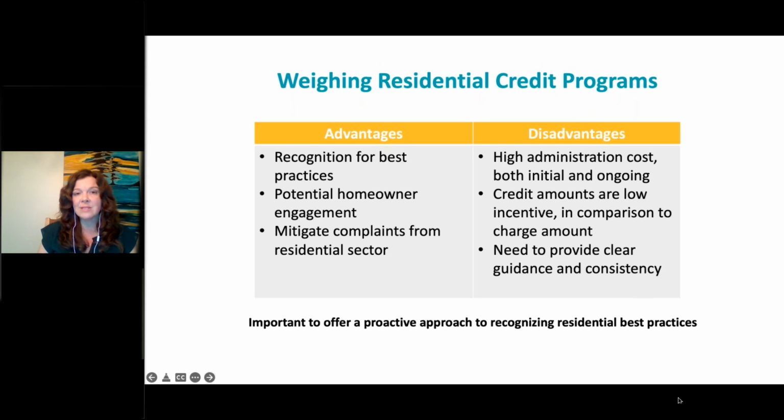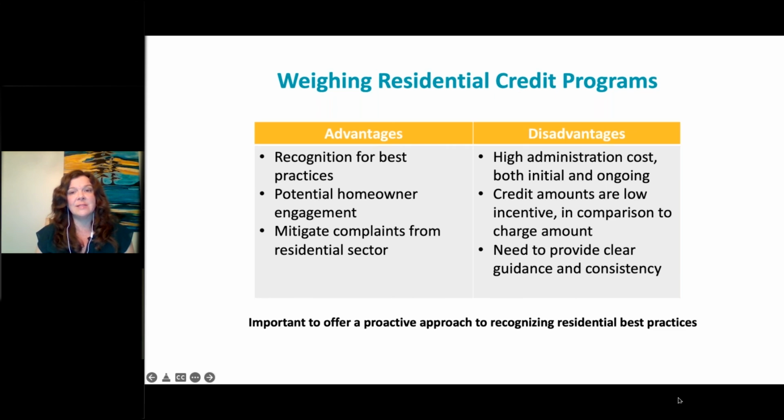Now, when it comes to residential properties, you'll find fewer credit programs in Canada. Certainly the advantages of having a residential credit program are to increase recognition of the best practices that are out there, to engage homeowners and reward them for when they have done good work, and also to mitigate complaints from the residential sector for not having that same option to reduce their stormwater charge.